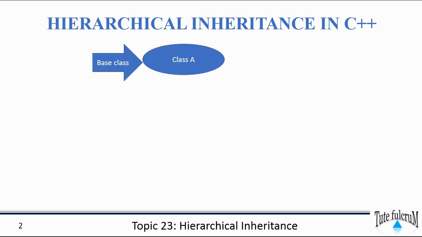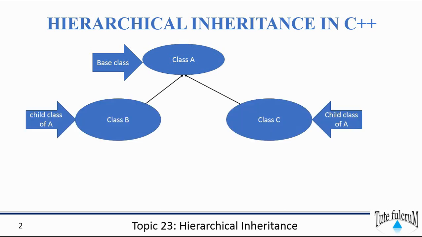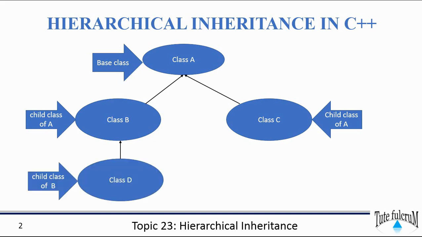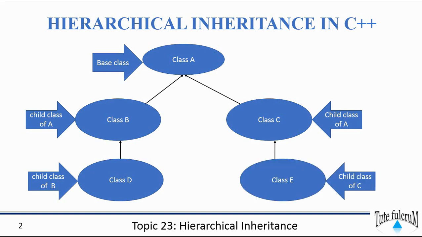For example, let's say class A. Let this be the base class. From this base class A, we are going to create two child classes, class B and class C. Again, from class B, you can still create another child class. Here we are calling it class D. Again, from class C, we are creating a child class, class E. So this can continue. This is hierarchical inheritance.